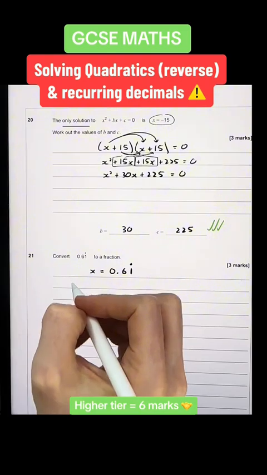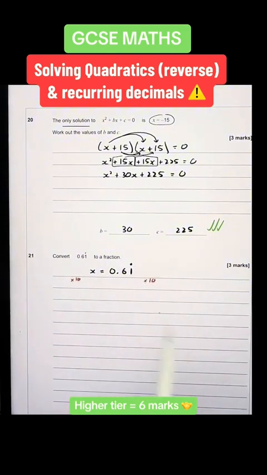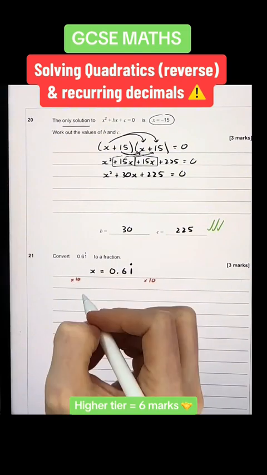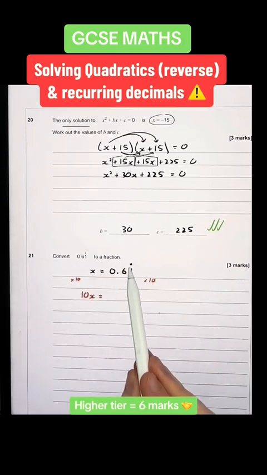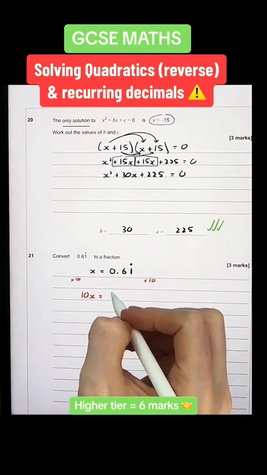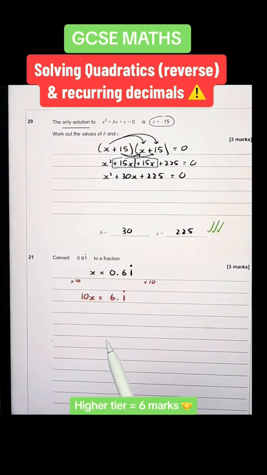So my first step is I'm going to multiply the left and the right-hand side by 10 to keep the equation balanced. On the left-hand side, 10 times x will give us 10x. And on the right-hand side, 0.61 recurring times by 10 will give us 6.1, where the 1 keeps recurring. I always get the decimal point fixed, as my goal is to match up the recurring numbers after the decimal point. Well, clearly here at the moment, they're not matching.